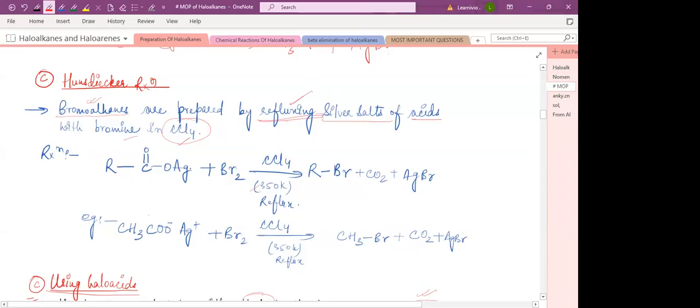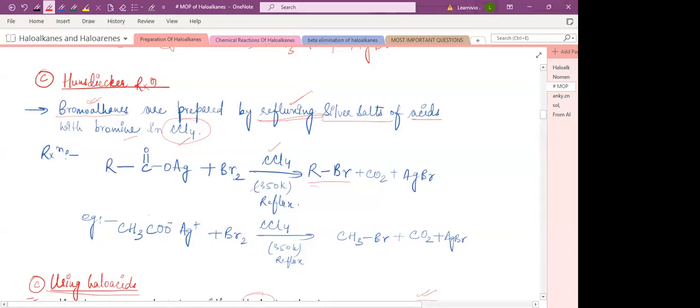RCOOAg, the silver salt of the acid, plus Br2 in the presence of CCl4, carbon tetrachloride, and when you do reflux you get RBr. You get the bromoalkane. Let's understand the mechanism of the reaction.